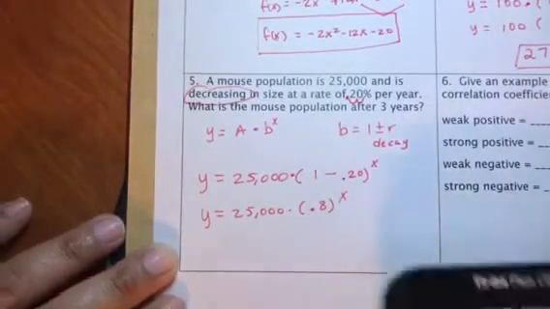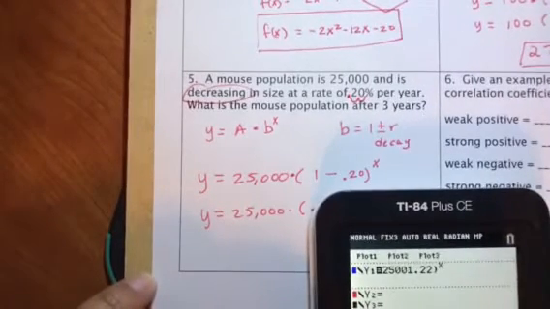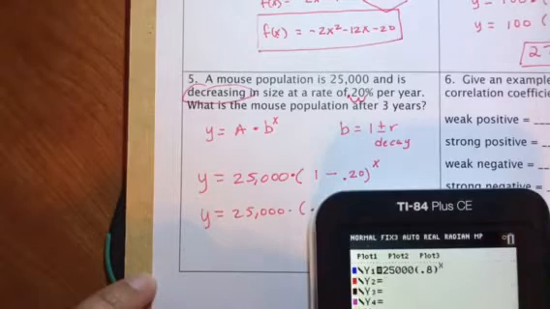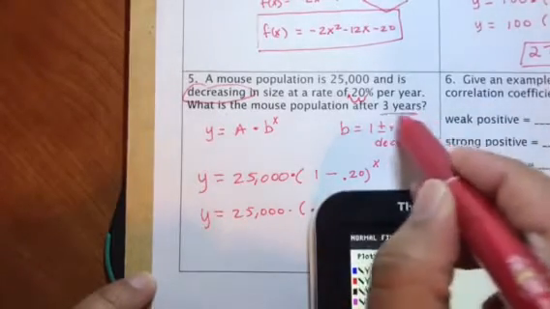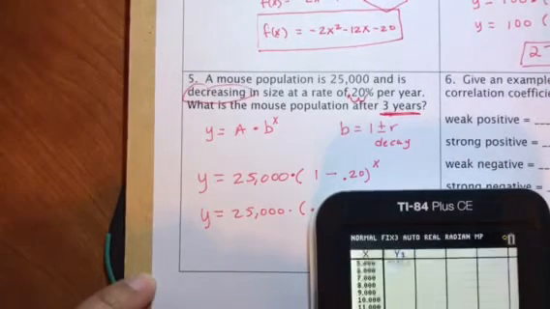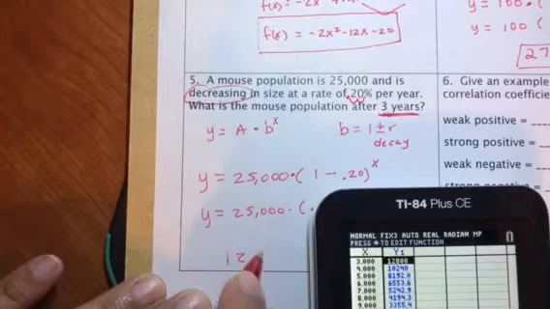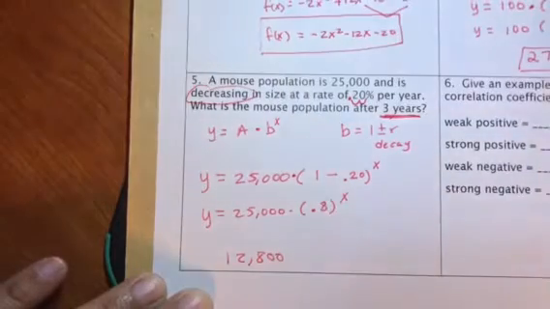Alright, so now we're going to put this in the calculator. We're going to type in that number. This time it wants after 3 years, so I'm going to go to second graph and go to 3 years. And that is roughly 12,800 mice.